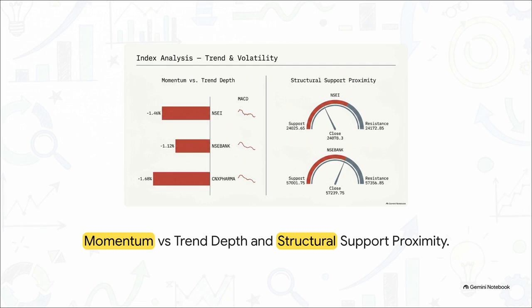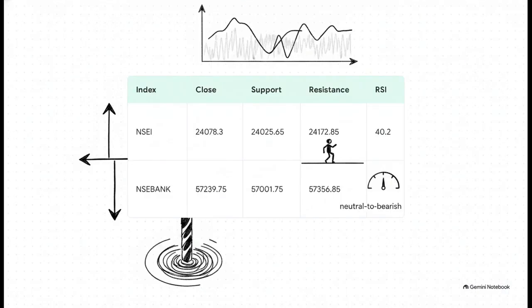But, and this is a big but, if you look over on the right, the gauges highlight something absolutely critical. Both of these indices are approaching their structural support proximity zones. So yeah, they're bleeding momentum, but they're basically landing right on top of crucial structural floors. Now let's drill directly into the raw data from the sheet, because this shows exactly how tight things have gotten.